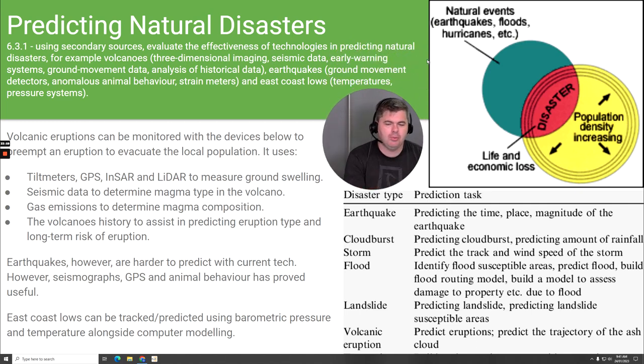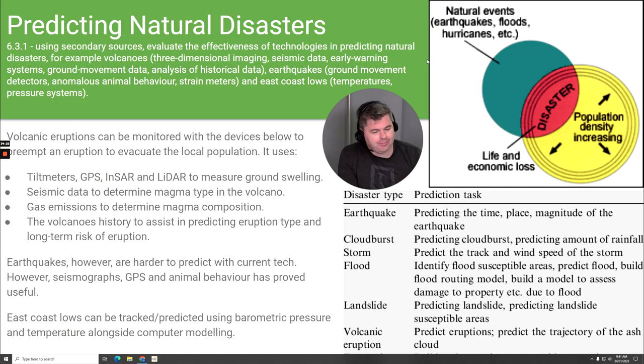Here we go. Predicting natural disasters. Volcanic eruptions can be monitored with the devices below to preempt an eruption. A lot of these we already looked at earlier. Earthquakes are hard to predict with current technology. However, seismographs, GPS, and animal behavior have proven useful. There's the old story about dogs being able to detect an earthquake beforehand because they can hear it.